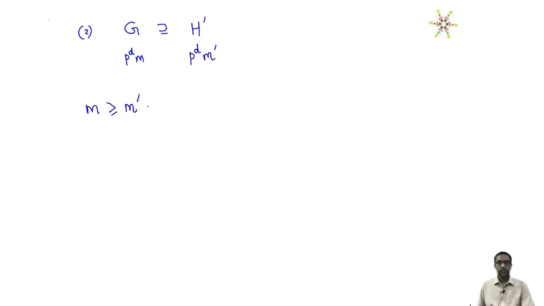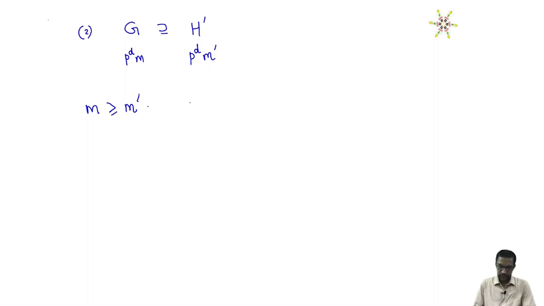So let me observe the following. To start with, I had my original group G whose cardinality was P to the D M. Now inside G, I manufactured this subgroup, which we'll call H dash, whose cardinality is also of the form P to the D times something, M dash. Now observe, G is of course bigger than H dash. H dash is a subgroup of G. So certainly M has to be greater than or equal to M dash, because the cardinality of H dash is less than or equal to the cardinality of G. But in fact, this is strictly smaller.